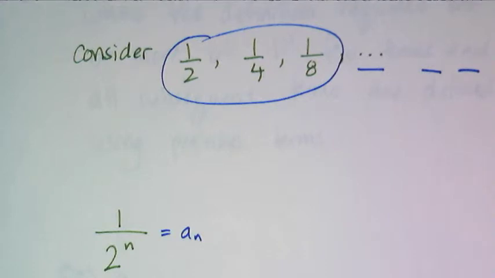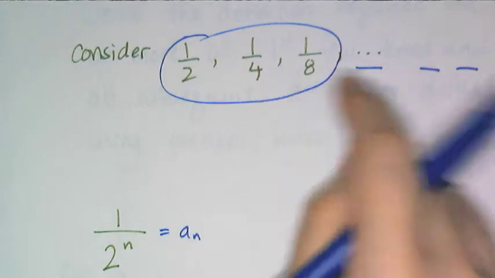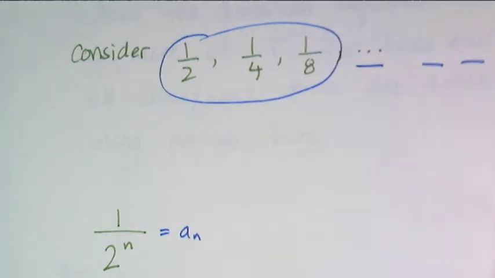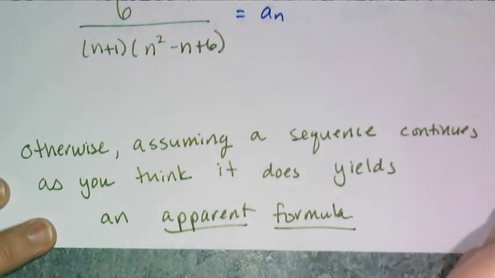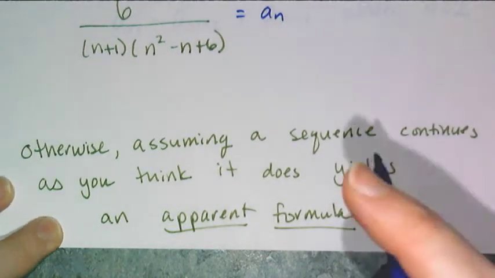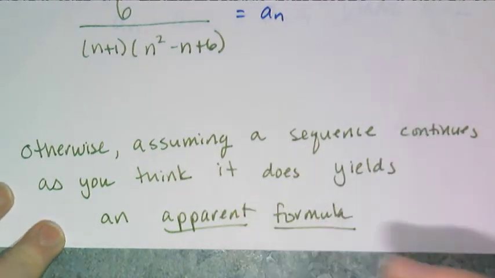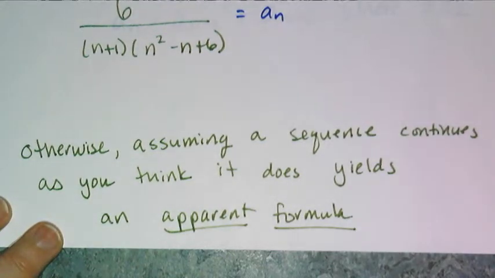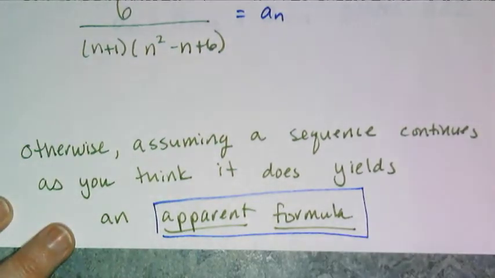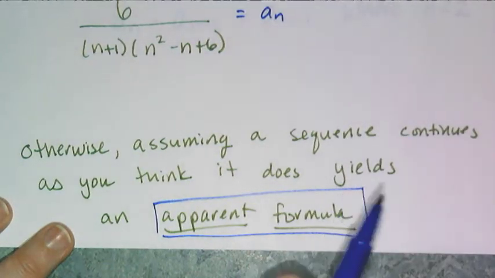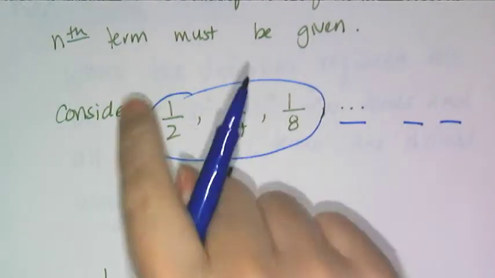And the one that you figure out, given a couple of terms of a sequence, is called an apparent formula. So when I ask you to write a rule for a sequence and I give you a couple of terms, you figure out a pattern and you assume that the sequence is going to continue in the pattern that you figured out. And the rule that you write for it is an apparent formula. So if I ask you to write an apparent formula for the terms of a sequence, I want you to figure out the pattern and write the rule for the pattern that you figured out.